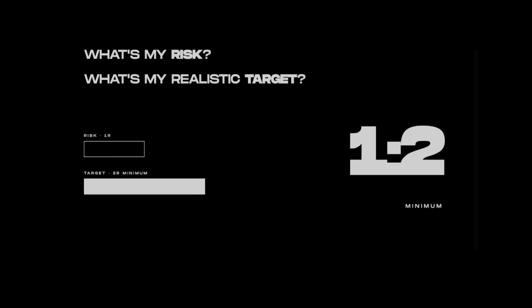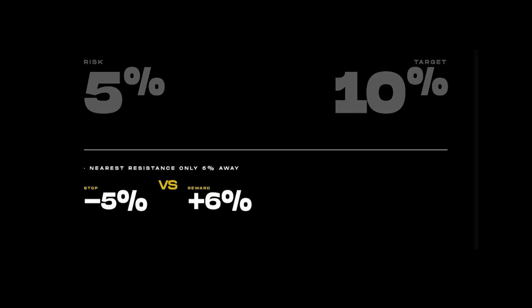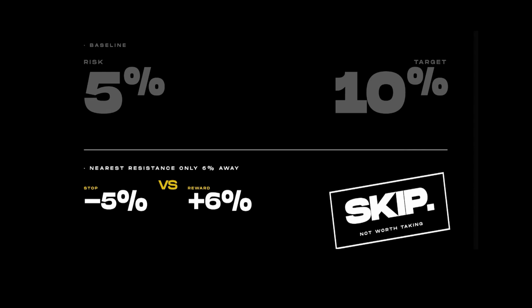Now before you enter any trade with this setup, run this check. What's my risk and what's my realistic target? The minimum you should be looking for is a 1-to-2 ratio. Risk 5%, target 10% minimum. If the nearest resistance zone is only 6% away and your stop is 5% below entry, that trade isn't worth taking. And position sizing, this is what nobody talks about, but it's what actually keeps you in the game.